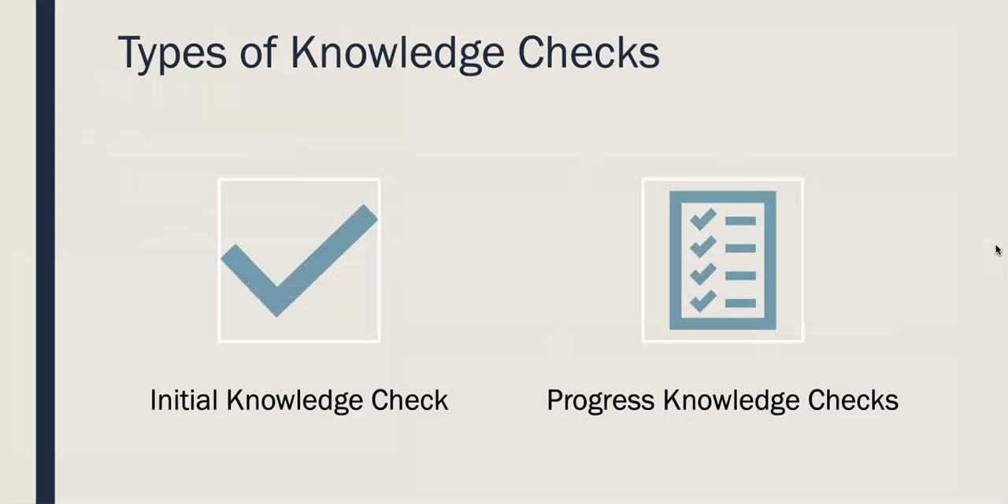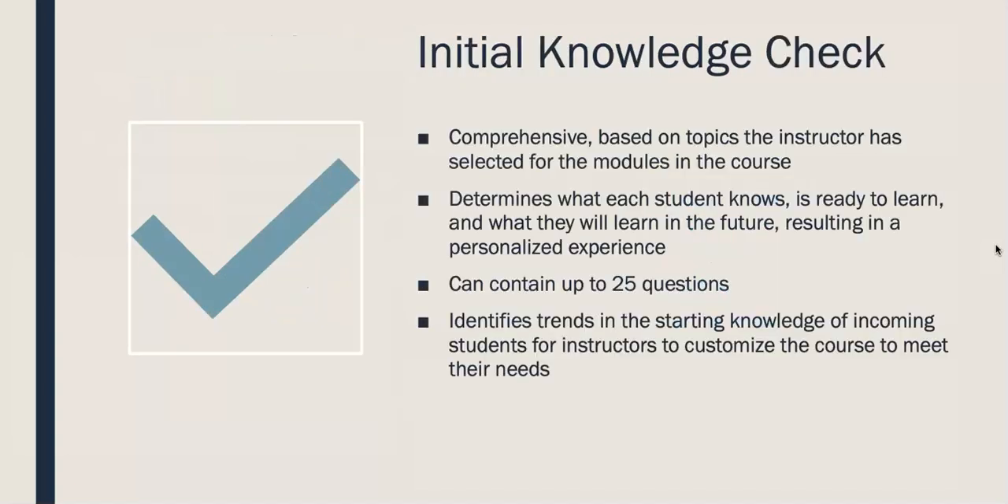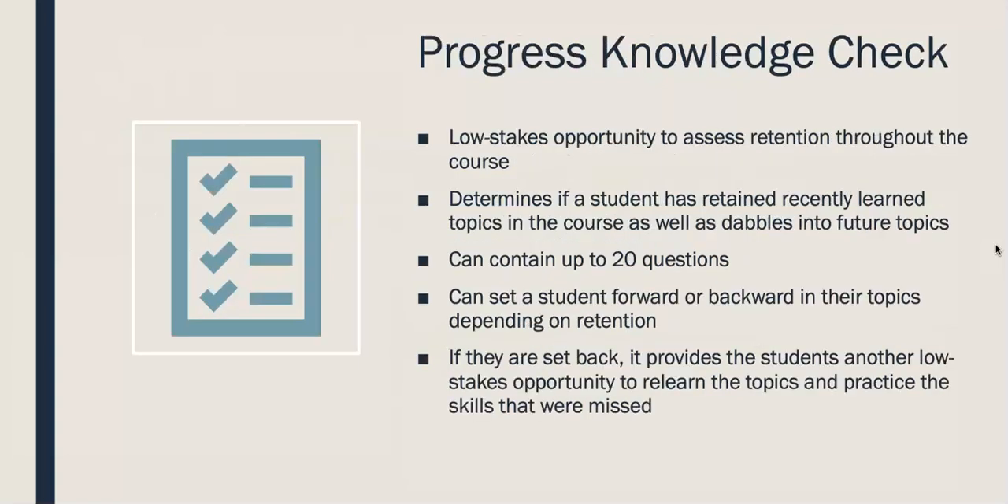There are two main types of knowledge checks that will be utilized in a course: the initial knowledge check as well as progress knowledge checks throughout. The initial knowledge check will be taken in the early days of the course. This initial knowledge check is comprehensive and will cover all topics that instructors put into their course, but will do so in a matter of up to 25 questions. This knowledge check will help identify trends in the starting knowledge of incoming students, which will help instructors customize the course to meet the needs of the students and see where they're at in the early days of the course.